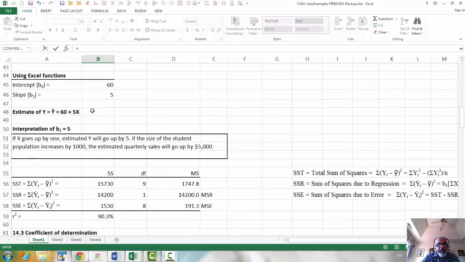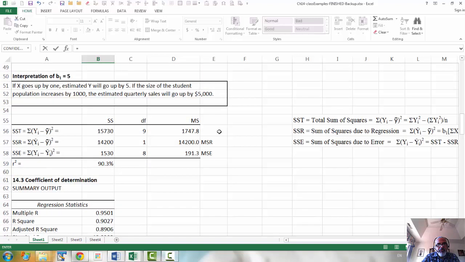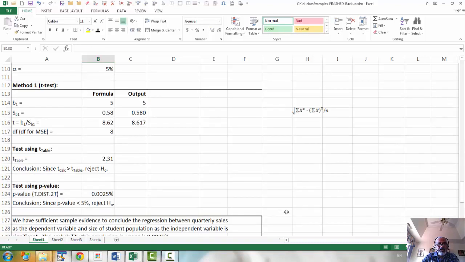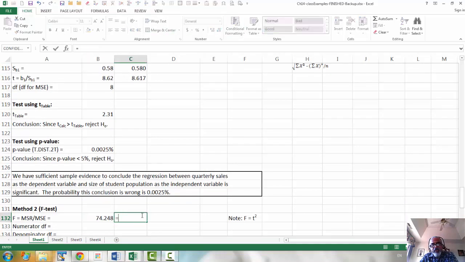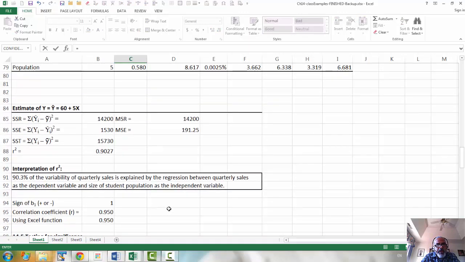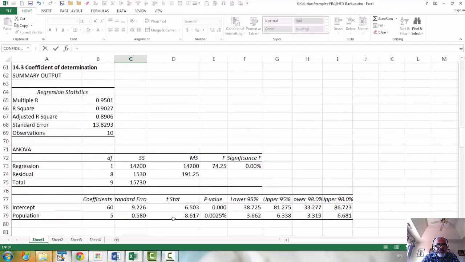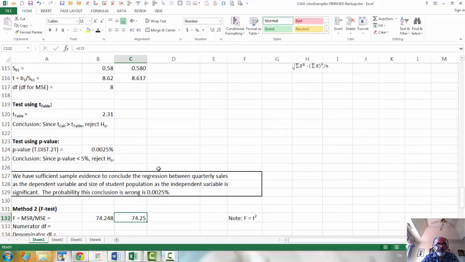If we go back up where we calculated MSR and MSE, so MSR divided by MSE, that will give us the F value. Now, of course, this F value is also available from our regression output. So if you go back to the data analysis regression output, you see the F here, and that is the same F as we have calculated.